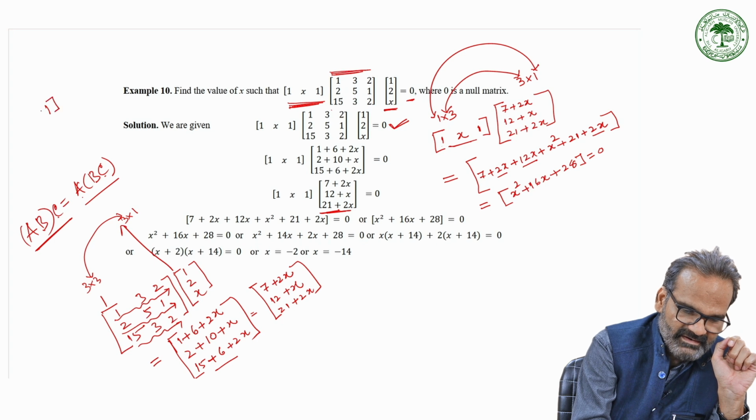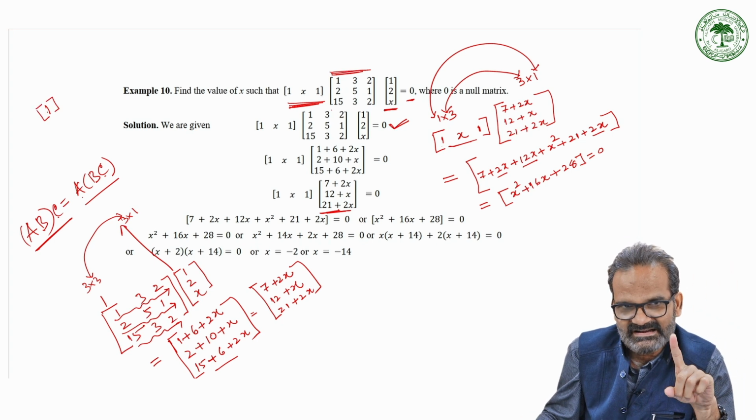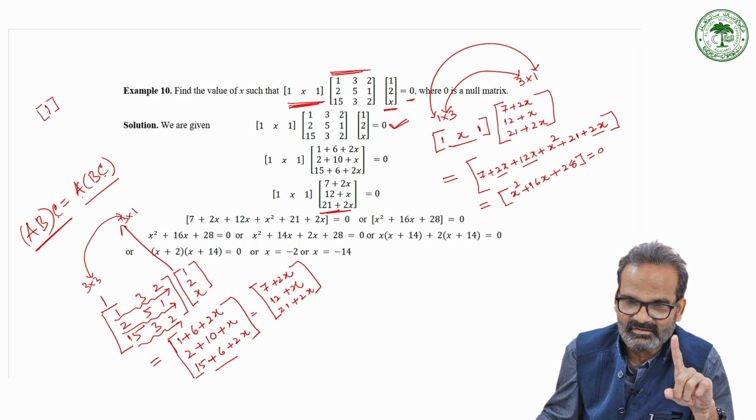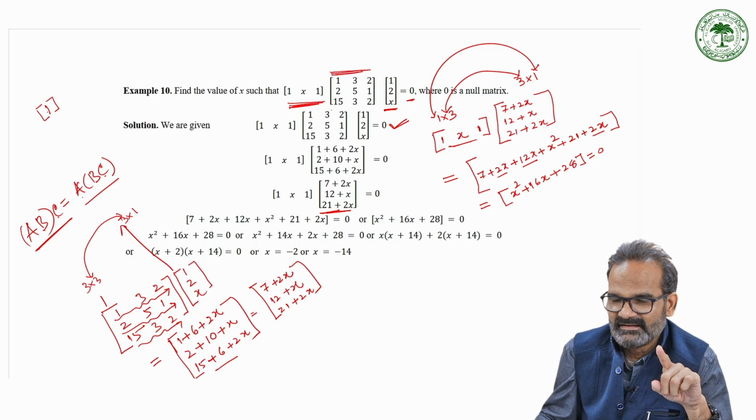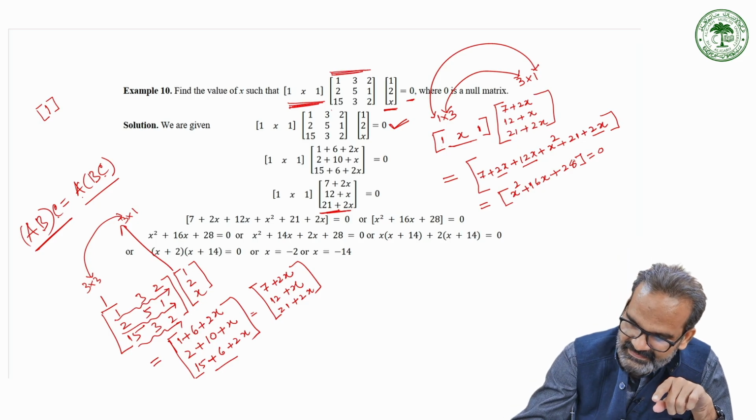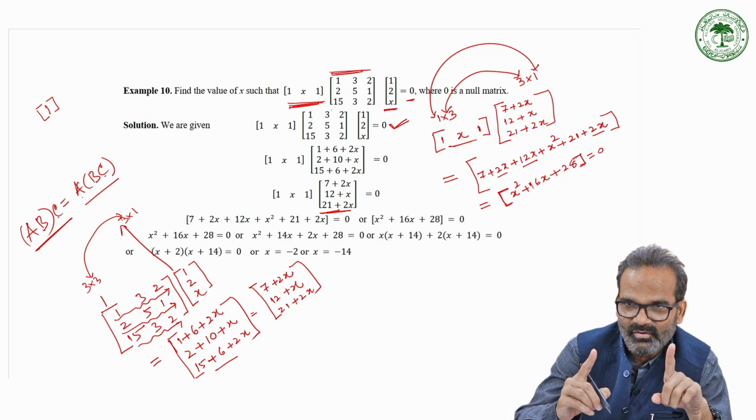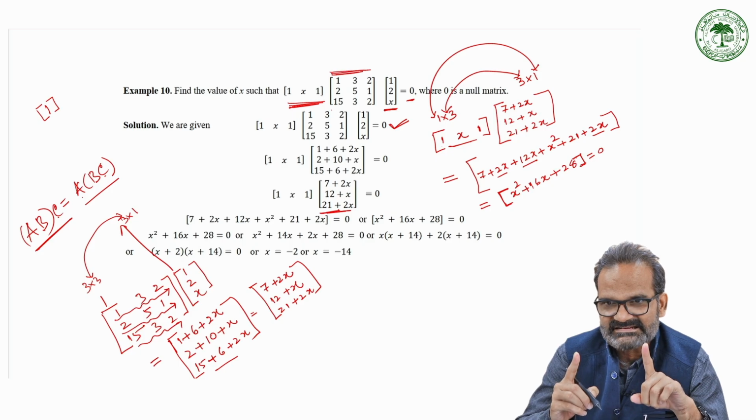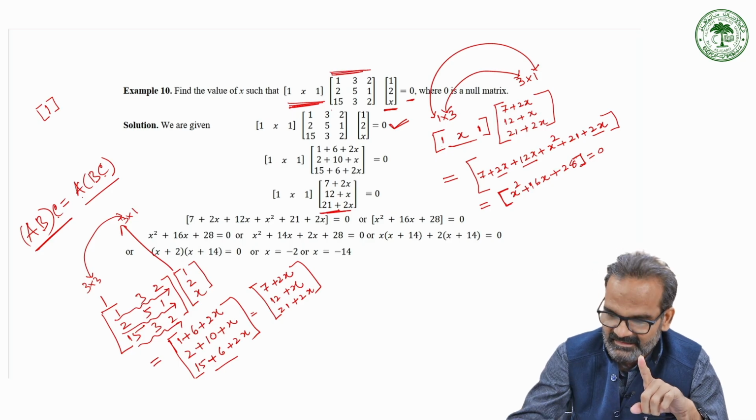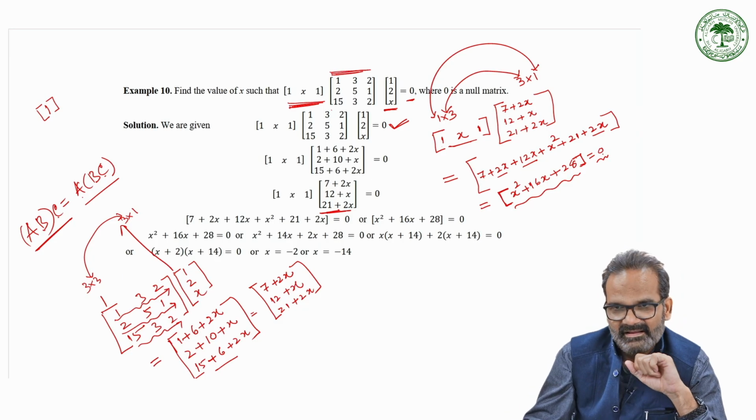If I write 1 like this, now this is a matrix which contains 1 row and 1 column, and now 1 is an element of the matrix. So see this here, this equation is written like this. So this is a matrix having 1 row and 1 column, whose element is x square plus 16x plus 28. So this matrix is equals to a null matrix.